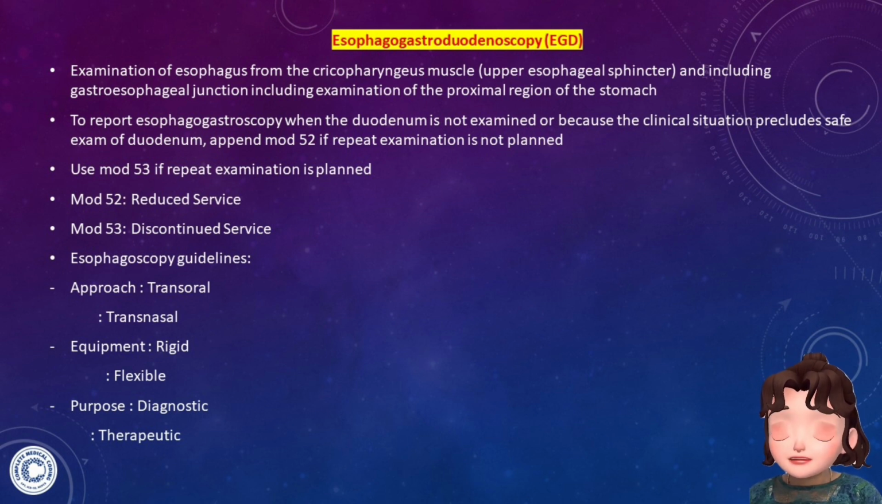Esophagoscopy guidelines. There are few esophagoscopy guidelines that you need to remember while coding for esophagoscopy. Approach, equipment and purpose. Approach can be transoral or transnasal. Equipment can be rigid or flexible. And purpose can be diagnostic or therapeutic.